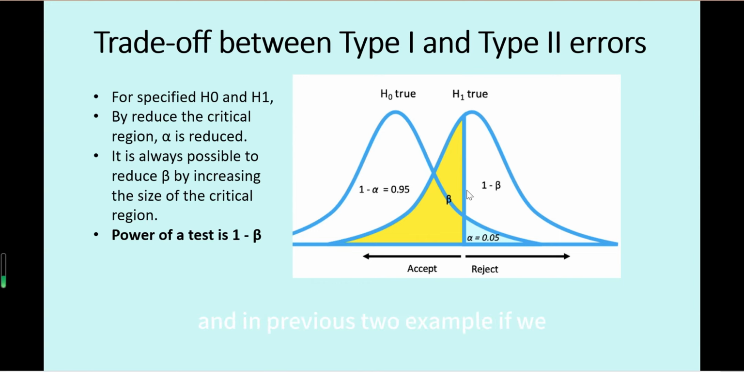This is very important. In the previous two examples, if we change this decision rule from, for example, 8 to 7, you can see the yellow area will be smaller than before, and the power of the test will be enlarged by that part of the yellow area. So from 0.75 it increased to 0.87 in the previous numerical example.